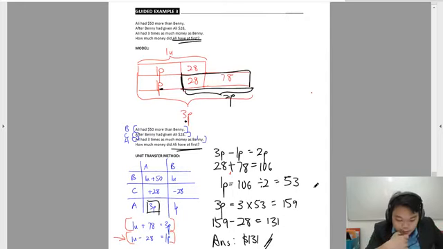Yeah, 1p is equal to 106 divided by 2, which will give you 53. So here in this case, you can see that the model actually complements the unit transfer method. Of course, for students who are visually inclined, they can start off straight away by drawing the model. They can also get the answer.